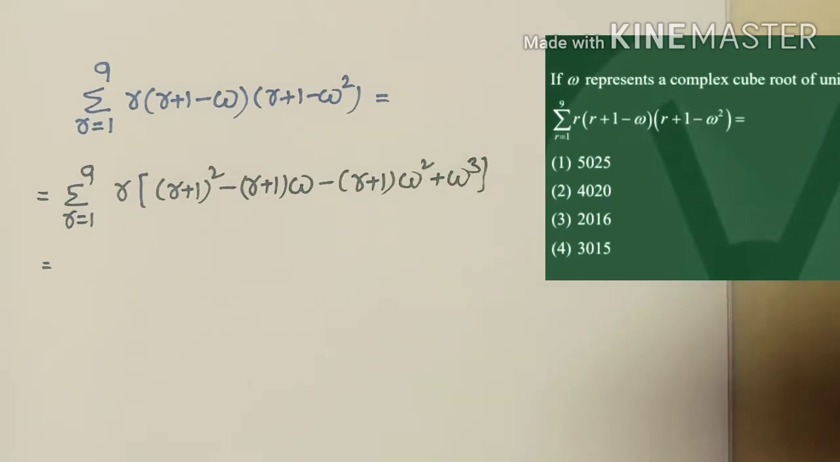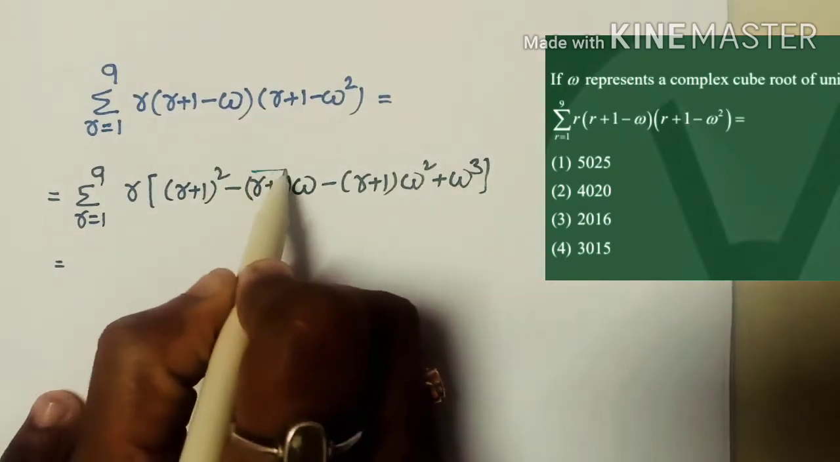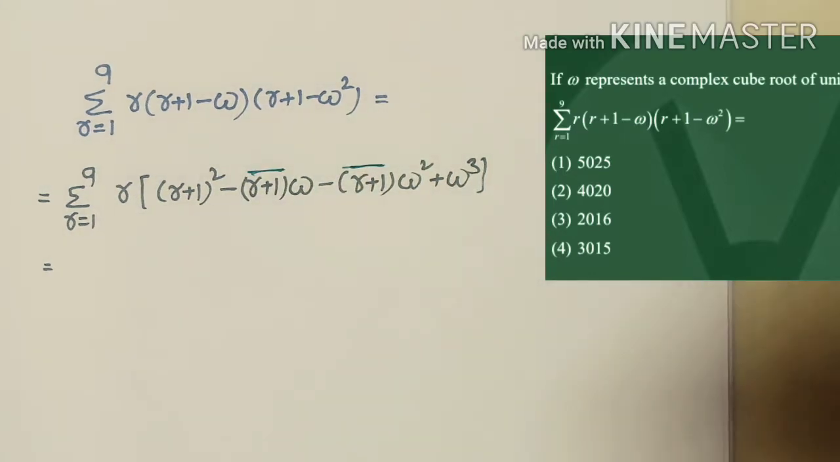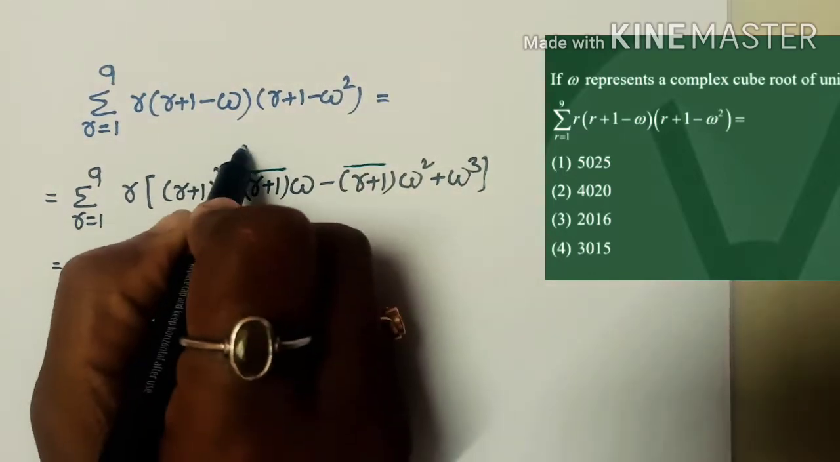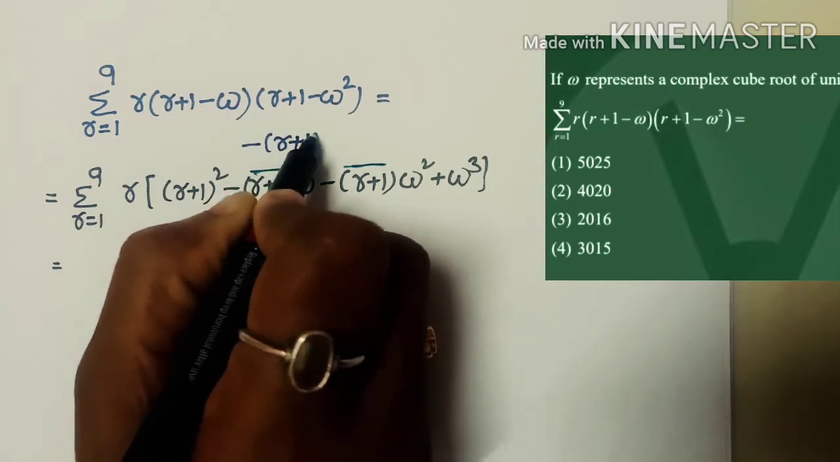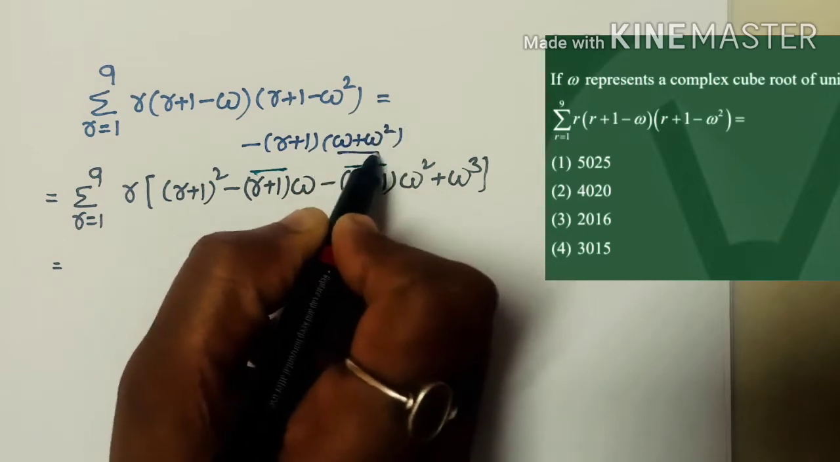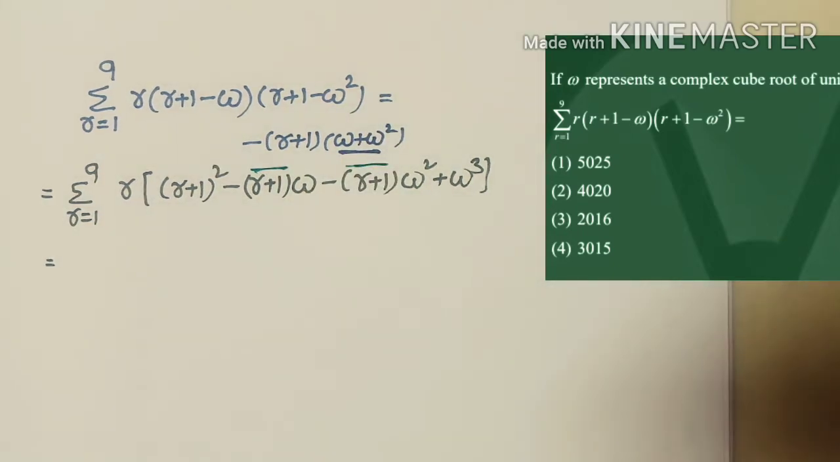Now here, (r plus 1) is the common term, so taking that term common, this is minus of (r plus 1) into the remaining value, omega plus omega square. But what is omega plus omega square? Omega plus omega square is equal to minus 1.